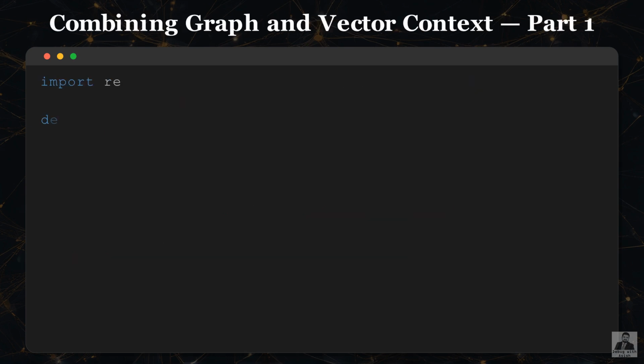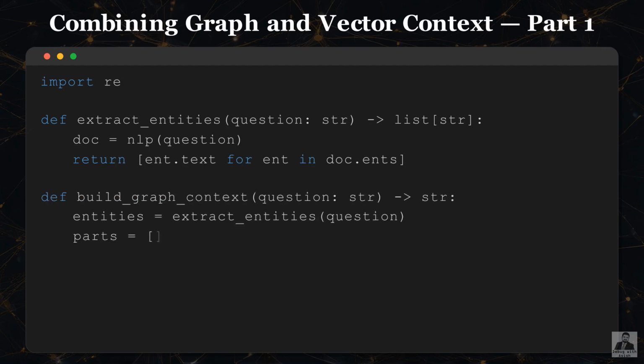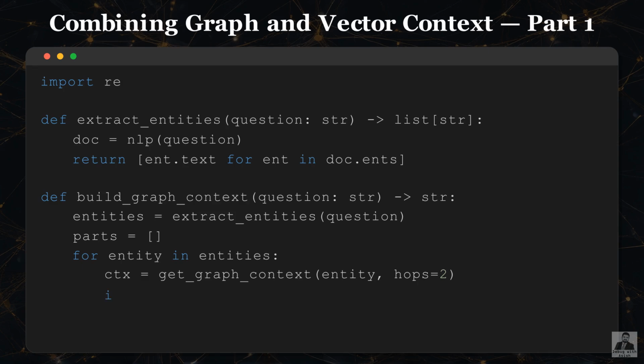To combine graph and vector context, we first extract entities from the user question using spaCy. For each extracted entity, we call getGraphContext to traverse the knowledge graph and collect relationship lines. If the question mentions Alice and Acme Corp, we get graph context for both and join them. This gives us a structured relational context from the graph. The next step is to combine it with the semantic chunks from the vector database.